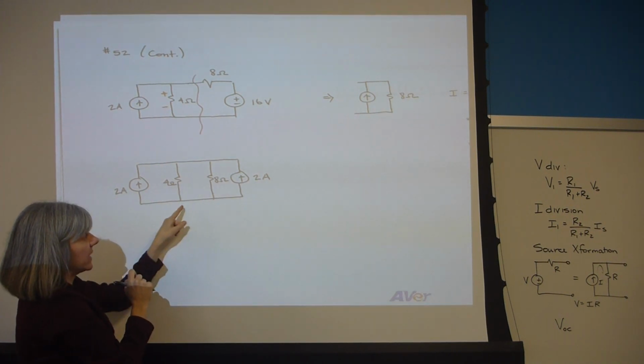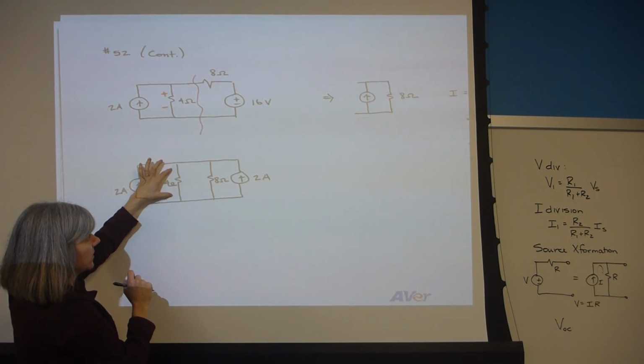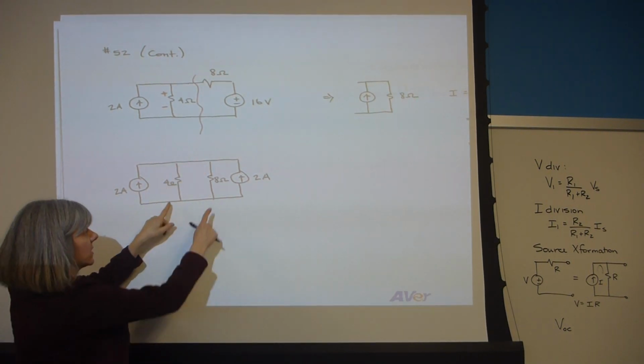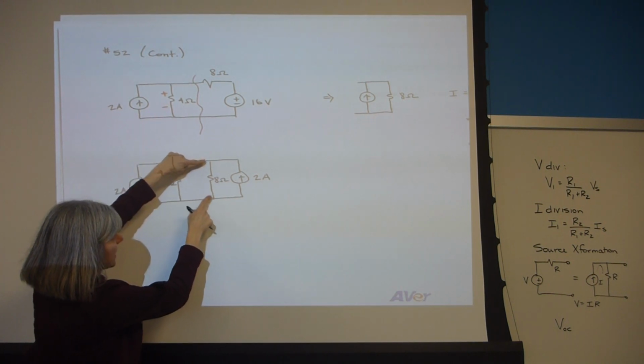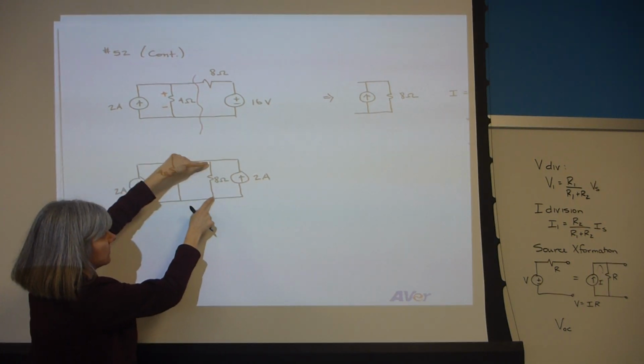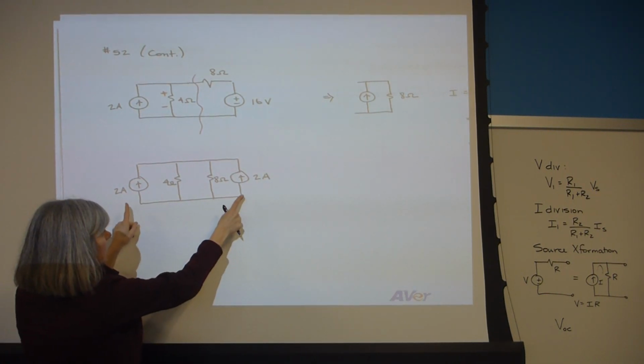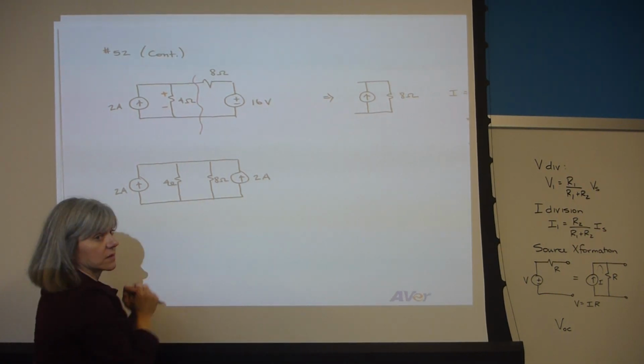Am I interested in combining these? I'm interested in this voltage here. Do we agree it's the same as the voltage across the 8 ohm resistor? It is, because they are in parallel. They share the nodes, and so the voltage here is the voltage here. So I can combine those without losing that definition. So I'm going to combine these, and I'm going to combine these.